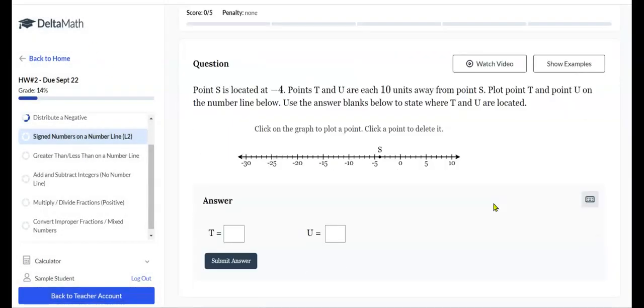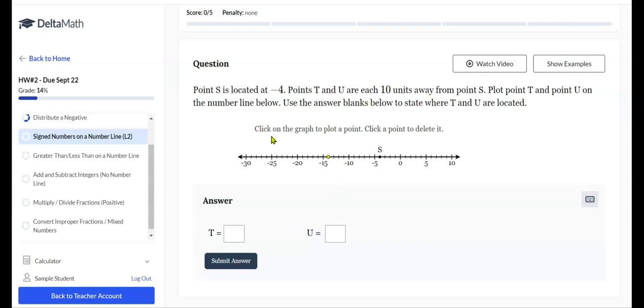Signed numbers on a number line. Point S is located at negative 4, and it's shown on the graph. Points T and U are 10 units away from point S. So they want you to plot point T and point U on the number line below. So you can count the units if you need to. 1, 2, 3, 4, 5, 6, 7, 8, 9, 10.